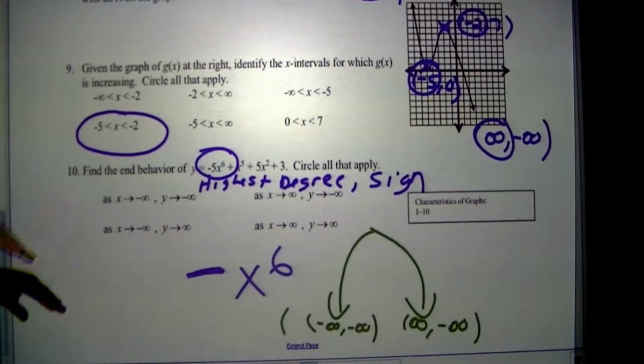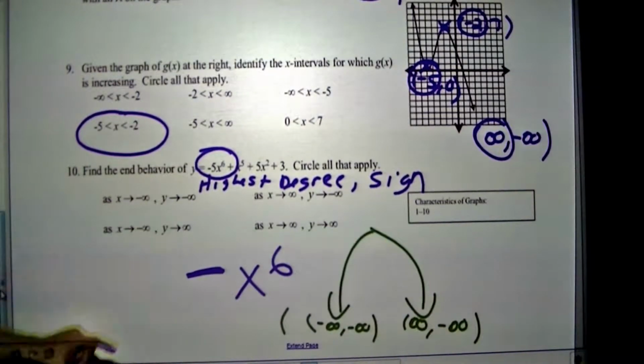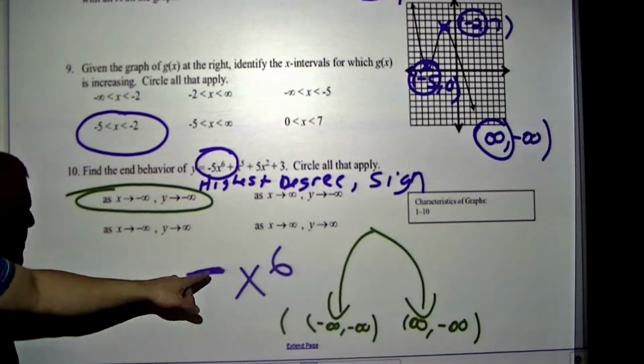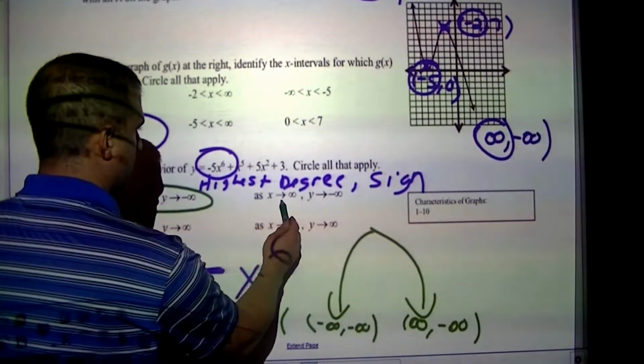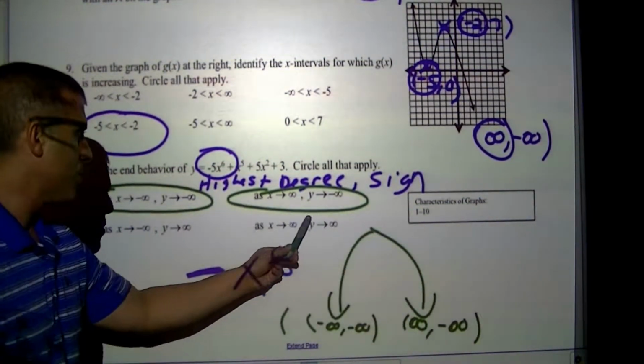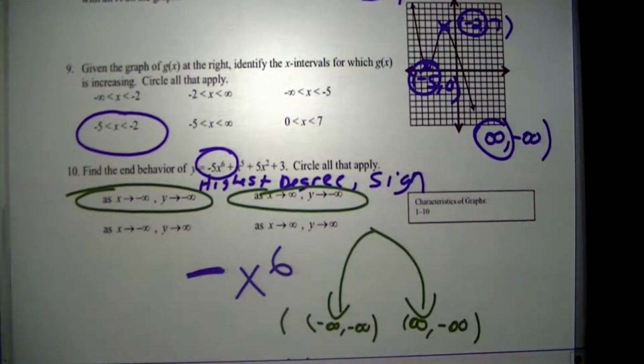So it says circle the end behavior. Okay, as x approaches -infinity, y approaches negative. That's one of them. As x approaches negative, y approaches positive. That's not right. As x approaches positive, y approaches negative. That's the other one. Okay? So all you got to do is label those arrows. So we should be good at that by now.